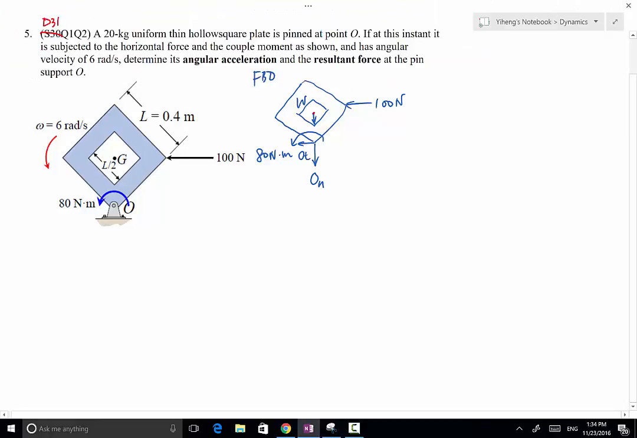Therefore, at point G, we will have M A_N and M A_T, that's the acceleration along the normal and tangential directions. And then we will also have I_G alpha. I_G is the mass moment of inertia about the gravitational center.